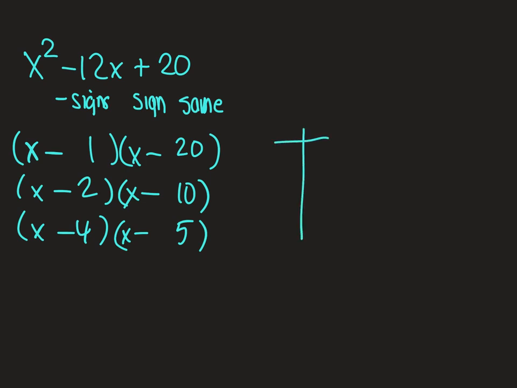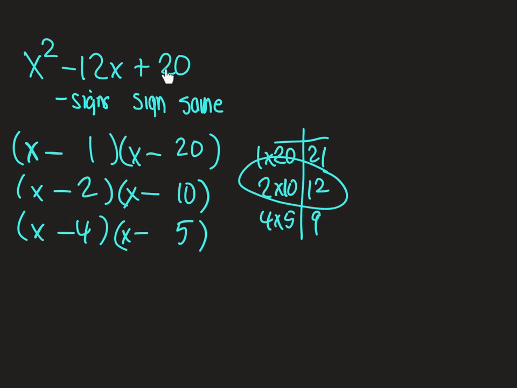If you want to make the little chart like we've been making it before, 1 times 20 is 21. 2 times 10 is also 20, and that's the one that makes 12. 4 times 5 makes 20, but when you add, you only get a 9. So we want same signs, minus, minus. They both have to be negative, and we're still going to add outer and inner.